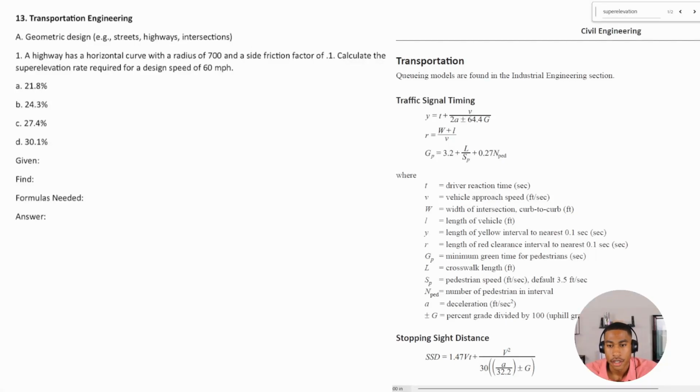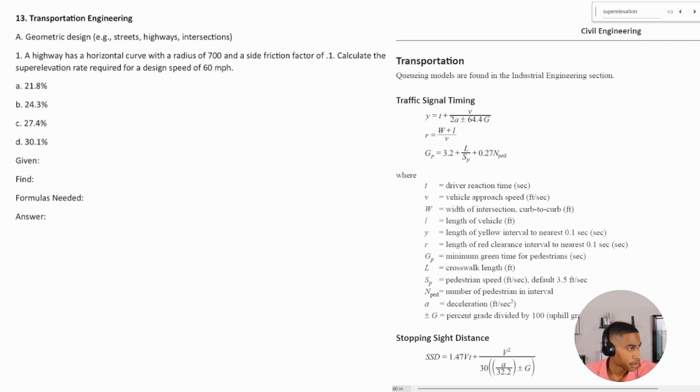Today in this video, we're going to be starting transportation engineering, and we're going to be focusing specifically on geometric design. I have a few practice problems for you all, so let's dive right in.